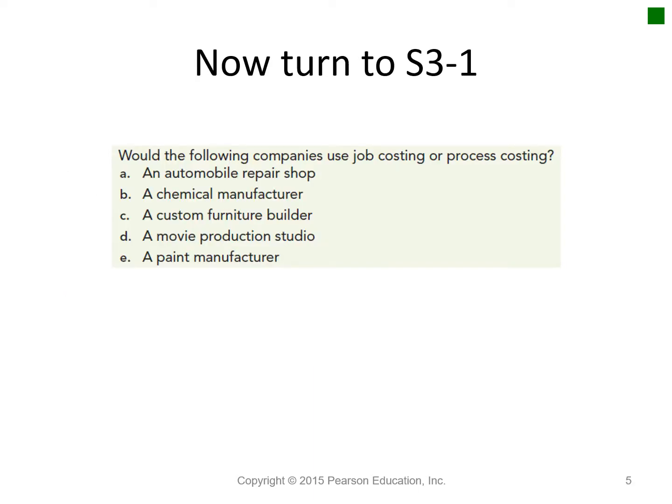So look at this particular exercise and let's see if you can figure out what companies would use job costing or process costing. You've got automobile repair, chemical manufacturer, custom furniture builder, movie production, paint manufacturer. So if you think about what I just talked about in the previous slides, in the next slide we're going to give you exactly the type of costing that would most likely be used.